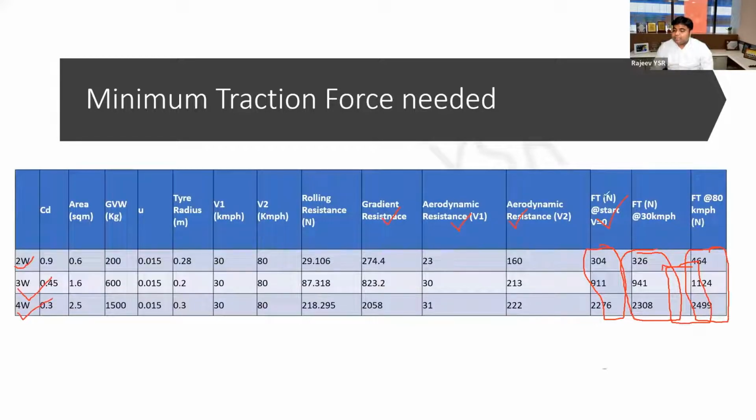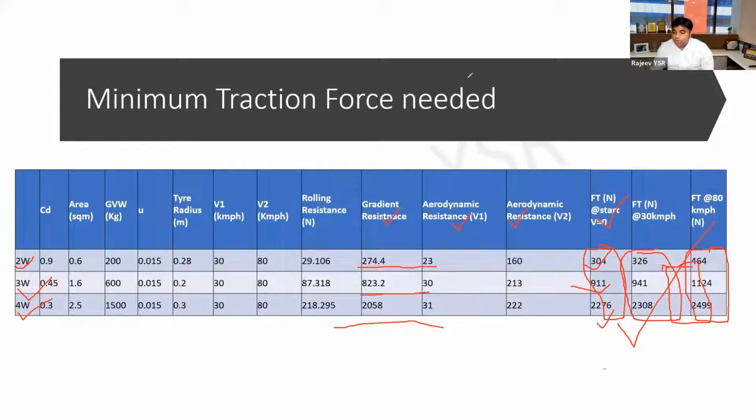Now, how did we get this traction force? Simple. At velocity equal to 0, gradient force plus aerodynamic force alone. That's why it is just the summation of these two. Again, this is just the summation of these two. Now, at velocity equal to 30 kilometers per hour, you sum up the aerodynamic resistance at V1, 30 kilometers per hour, and at V2, 80 kilometers per hour. That is how you will start getting the traction force.